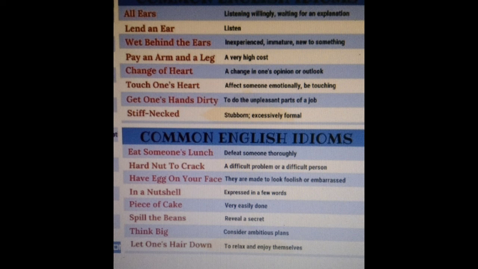Hard nut to crack, meaning a difficult problem or a difficult person. Have egg on your face, meaning to be made to look foolish or embarrassed. In a nutshell, meaning expressed in a few words. Piece of cake, meaning very easily done. Spill the beans, meaning reveal a secret. Think big, meaning consider ambitious plans. Let one's hair down, to relax and enjoy themselves.